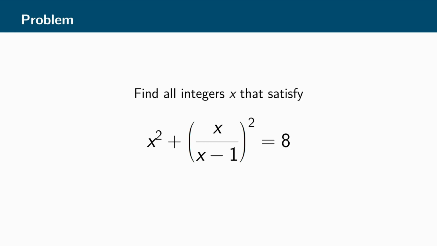Find all integers x that satisfy x square plus (x by x minus 1) whole square equals 8. We suggest you pause the video for a couple of minutes and try this out on your own. Now let's move on to the solution.